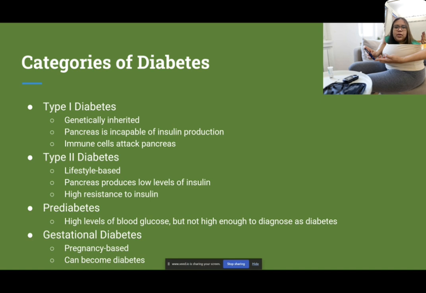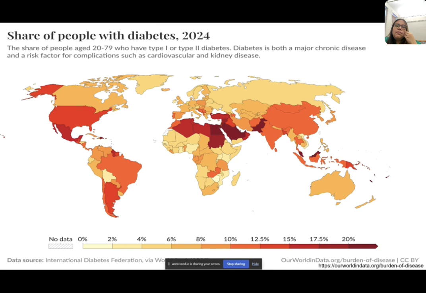that an individual displays. Prediabetes is when there's high levels of blood glucose, but it's not high enough to diagnose as diabetes, whereas gestational diabetes is more pregnancy related and can become diabetes if it's not managed effectively and promptly.